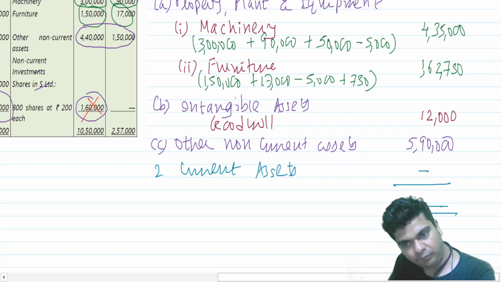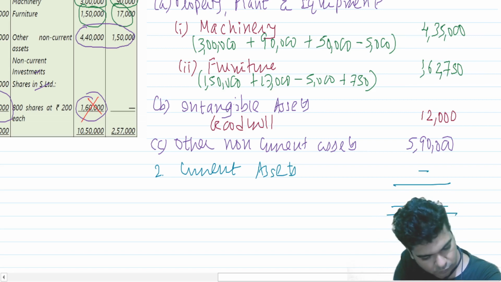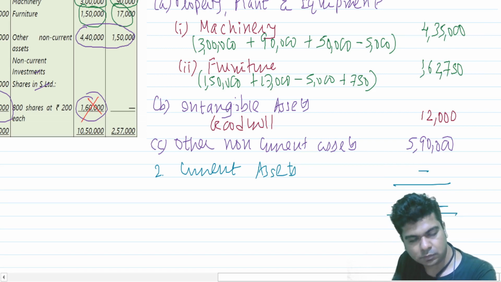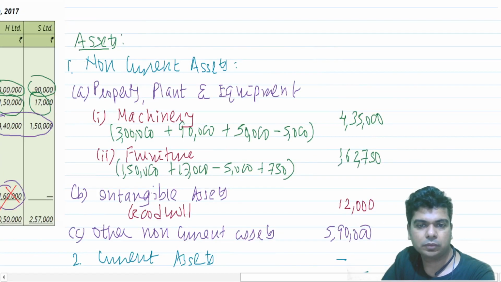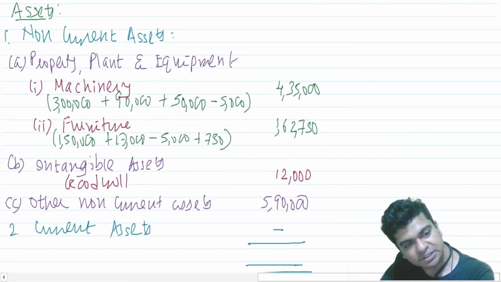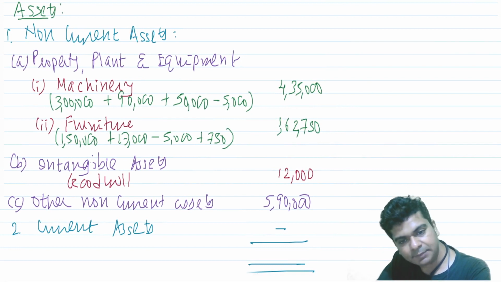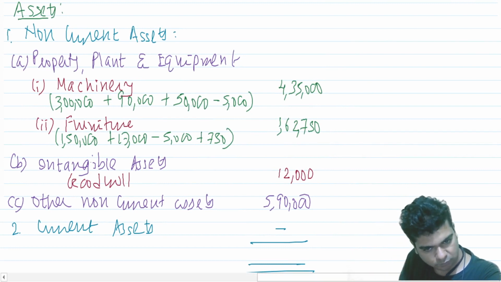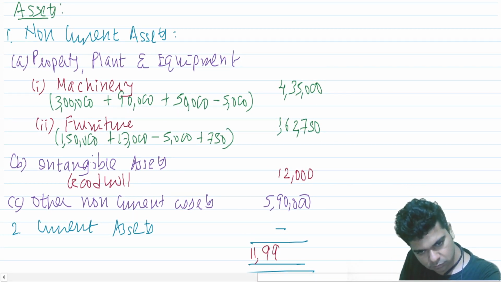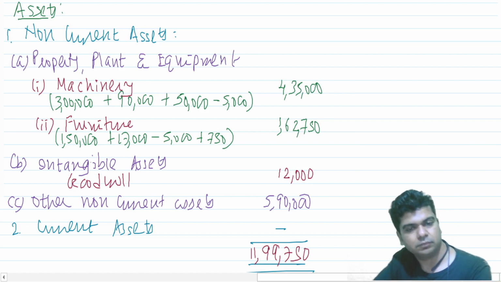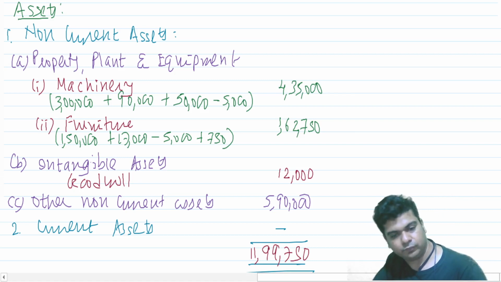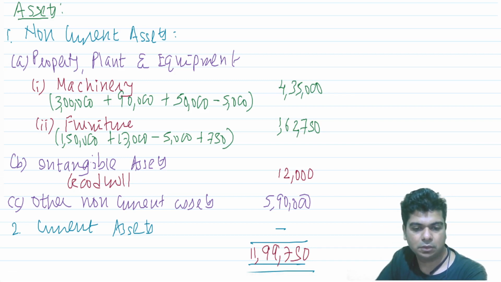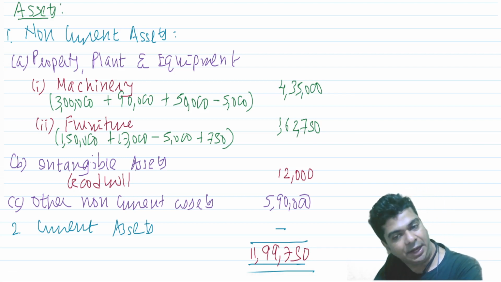Take a total. This is the assets. We take a total for the same. 1,199,750.